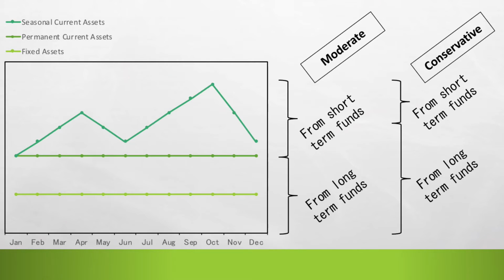Now, if we are going to be conservative, that is, we value liquidity, we're going to keep our short-term funding at a minimum. In this case, you would see short-term funds only finance half of the seasonal current assets, with the other half, together with permanent current assets and fixed assets, to be funded by long-term sources. Again, in being conservative, we value liquidity and we have to incur more costs. Remember, long-term sources of funds are more expensive.